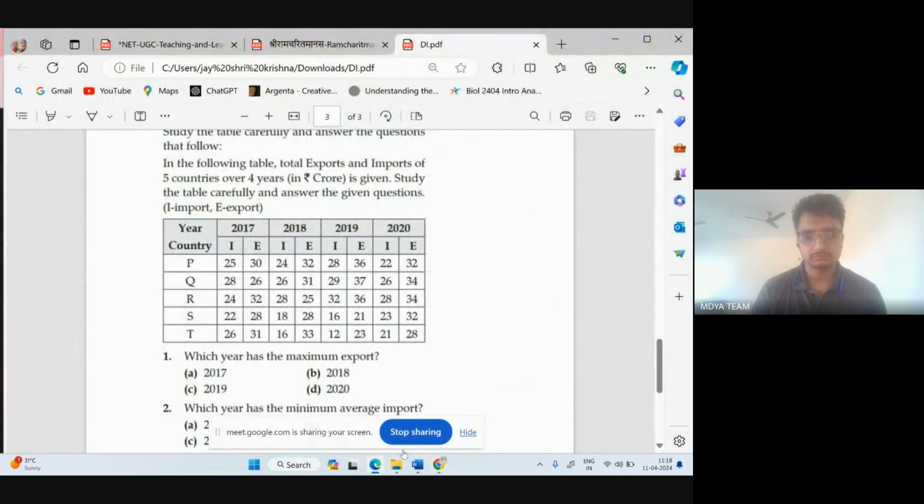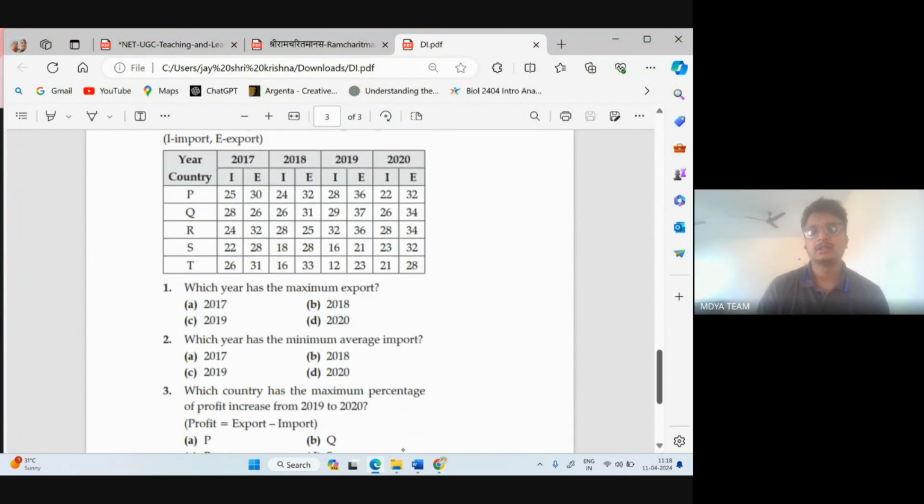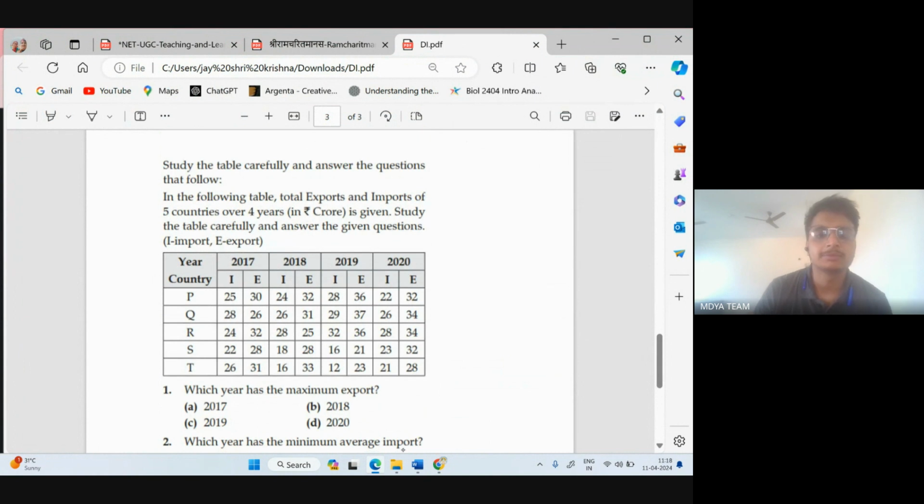Okay, so this is the table. Here it is written: total export and import of 5 countries over 4 years is given. These are the 5 countries, and this is import and this is export, given over the years. Without directly jumping to the question, we can understand this table like this.